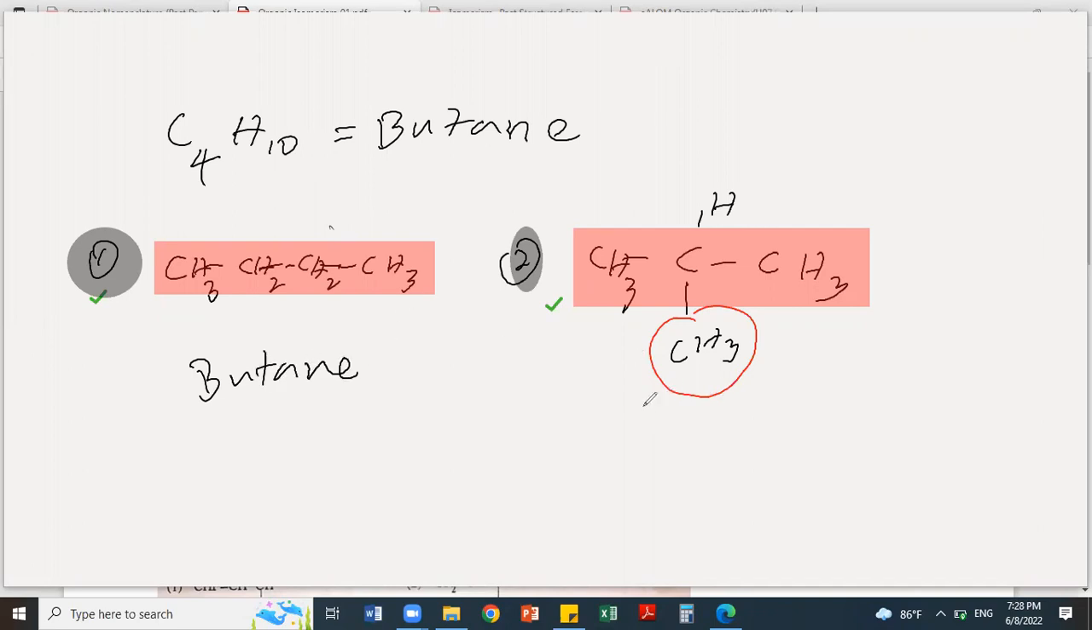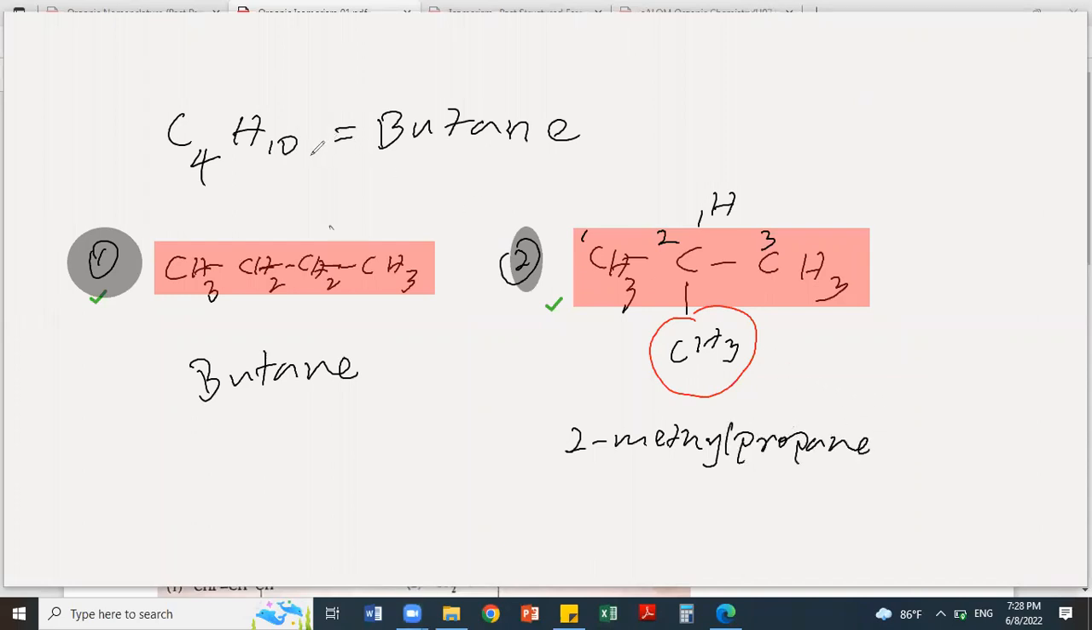What is this one? Okay, let's see, number it here. You can start numbering from left side to right side, no problem. 1 2 3. What is this? You're right. What is this called? Methyl group. What is this? 2-methyl propane. No space between methyl and propane. 2-methyl propane.